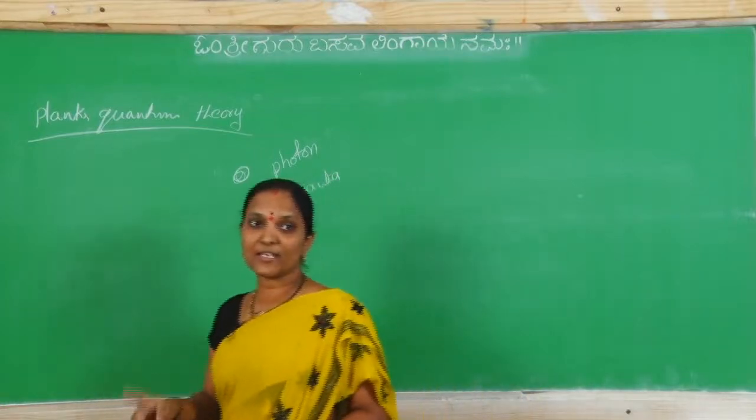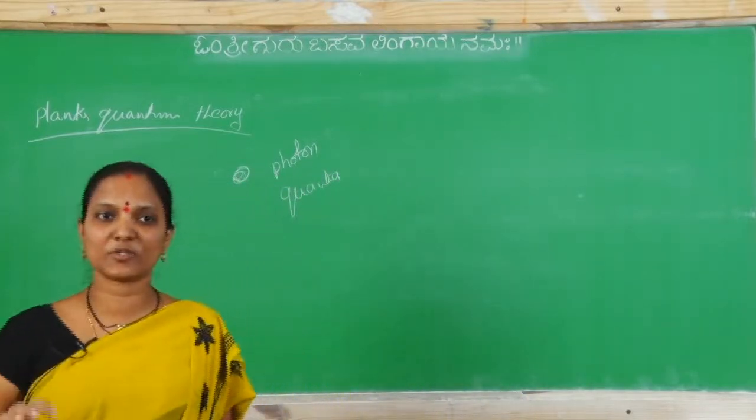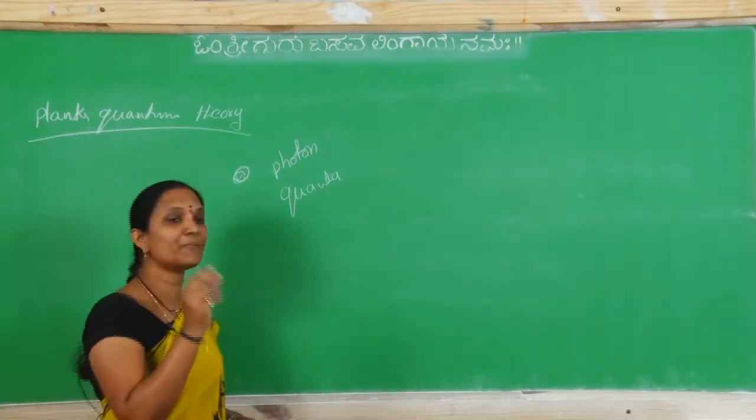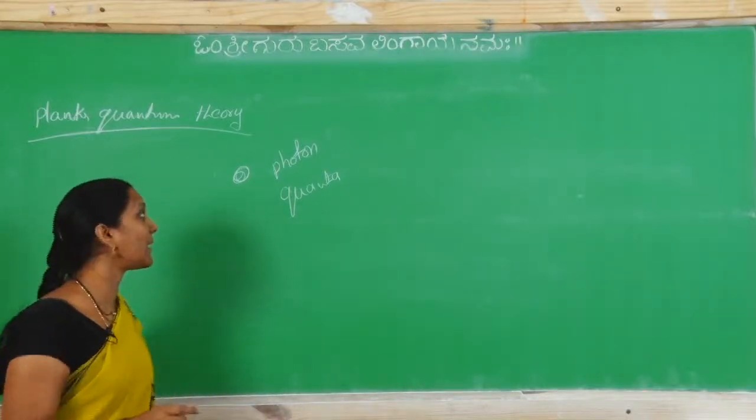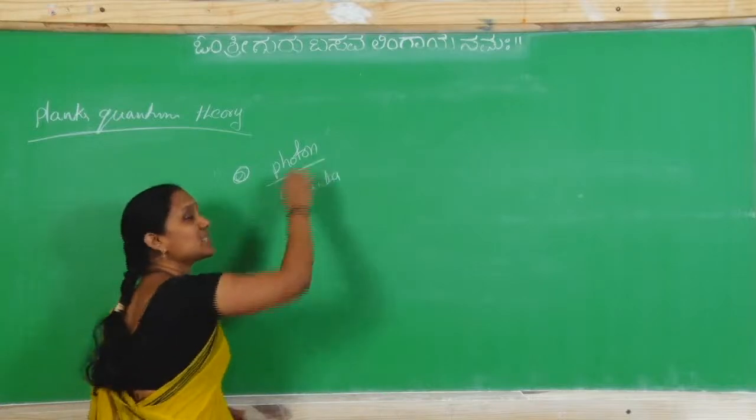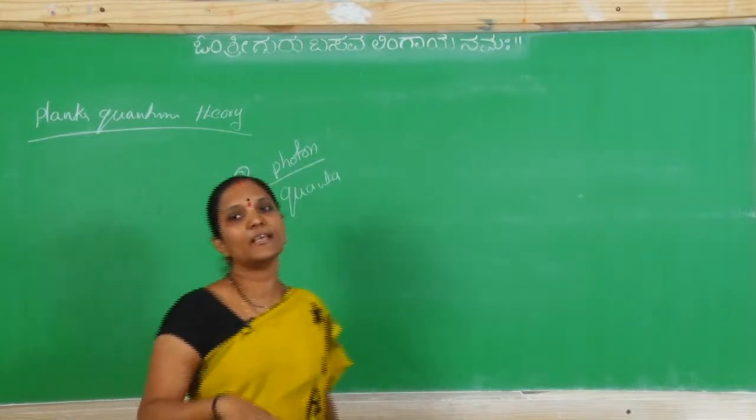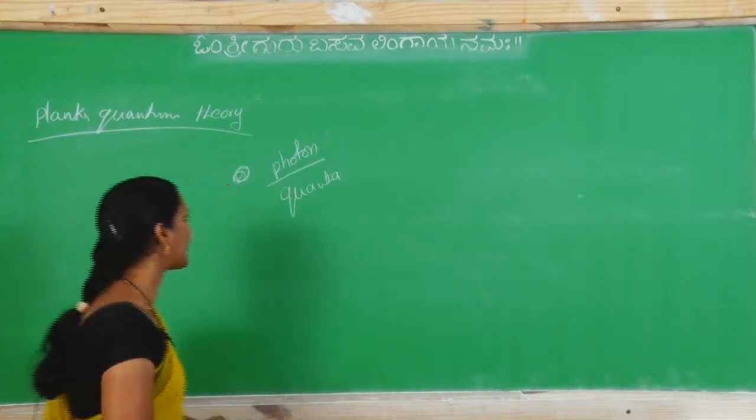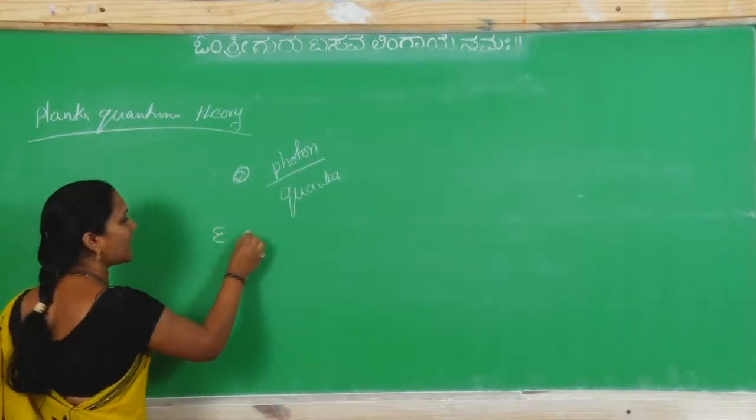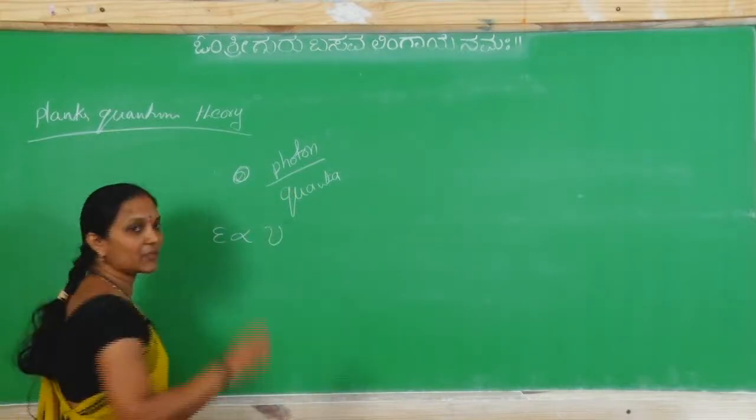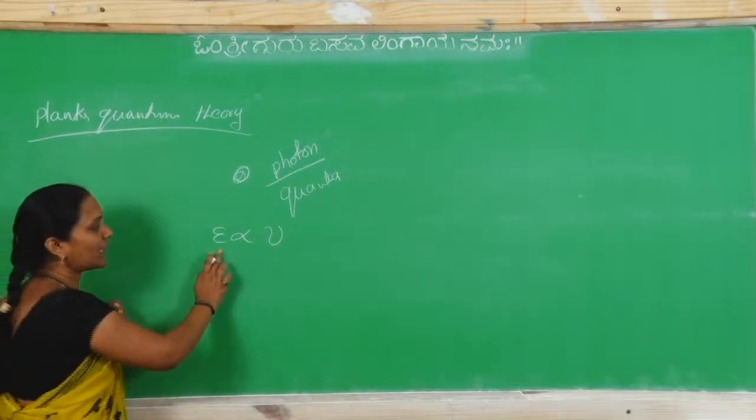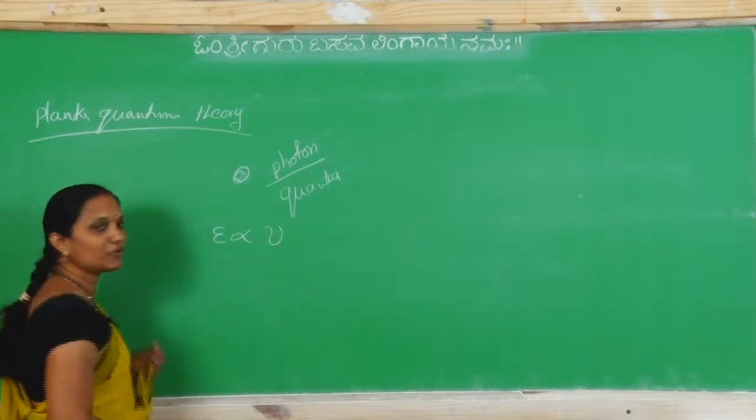So energy is not emitted or absorbed continuously. Energy is emitted or absorbed in the form of small packets. That packet is called a photon if it is light energy. For any other energy, it is called a quantum. So energy is emitted in the form of a packet. This packet's energy is directly proportional to its frequency, because it propagates in the form of a wave.